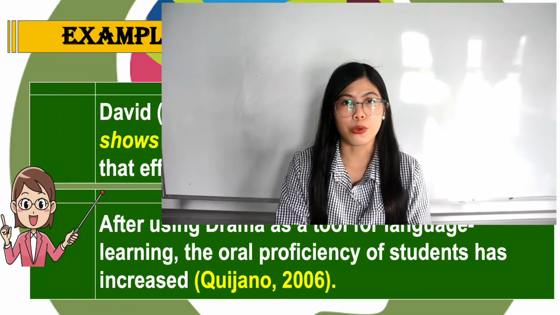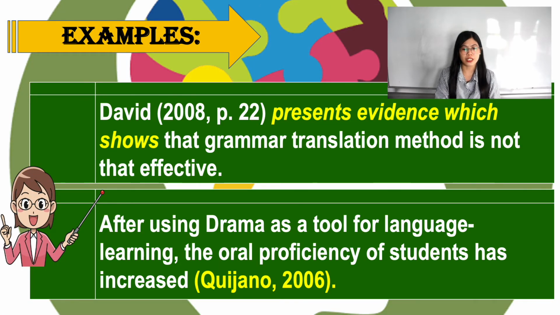We also have another example of in-text citation. For example, we have David 2008, page 22, presents evidence which shows that grammar translation method is not that effective. After using drama as a tool for language learning, the oral proficiency of students has increased, Kihano 2006. If you don't want to use words such as according to, points out, or presents evidence, you can have it like the second example I have mentioned earlier.